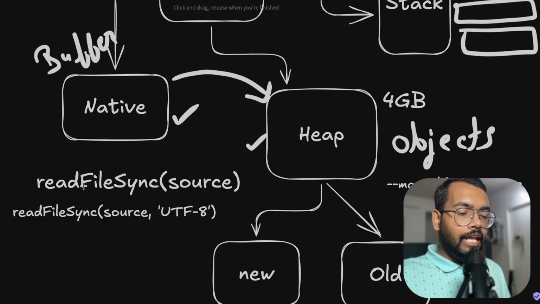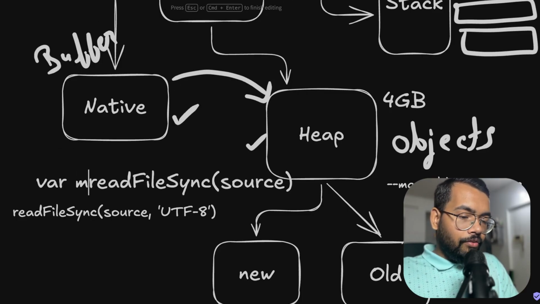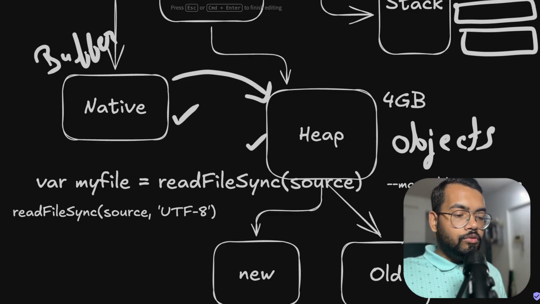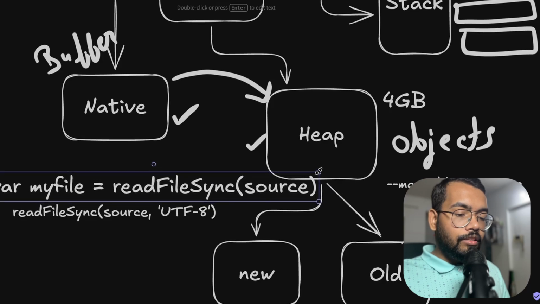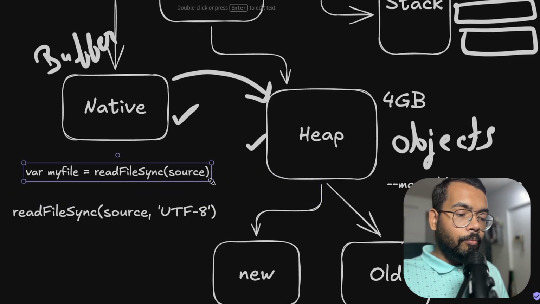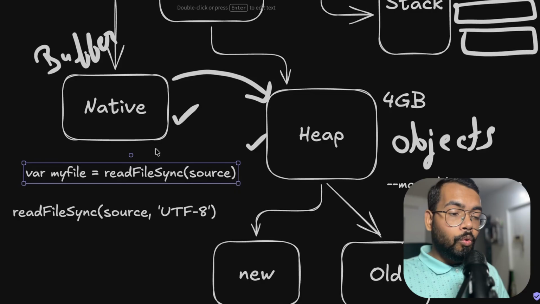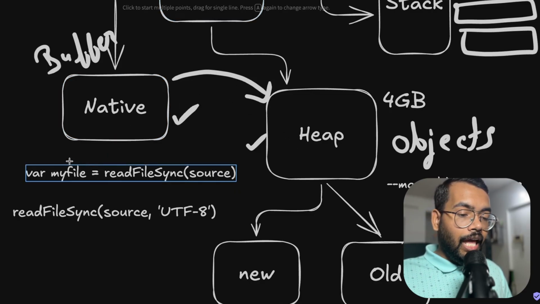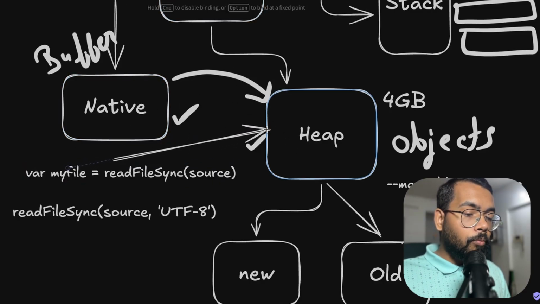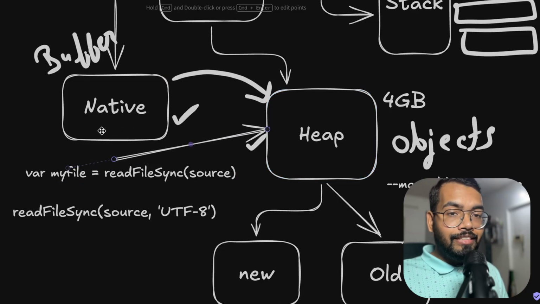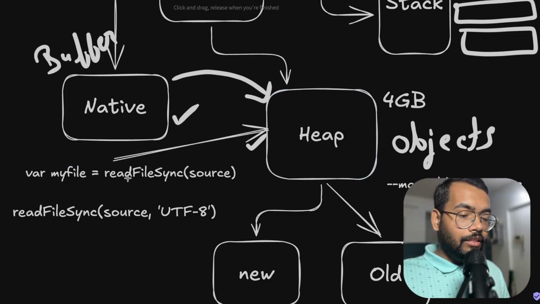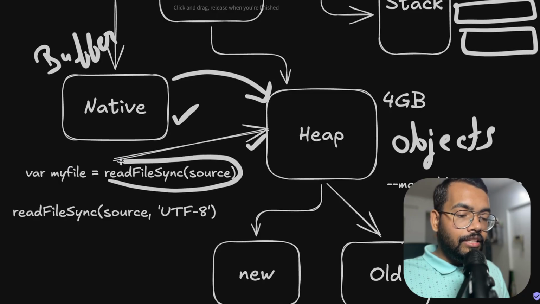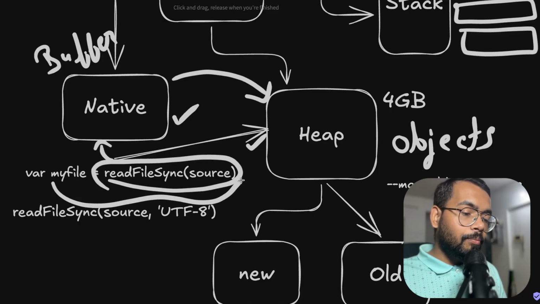So when you are writing code like this, you will always have a variable. For example, my file is equal to readFileSync from this particular source. So what will happen right now is that this variable will actually become a pointer, and this variable will be stored inside of the heap. So basically we will have a pointer in the heap that will point to the object that is present inside of the native memory. Yes, this particular object will be present inside of the native memory, but this particular pointer will be present inside of the heap.